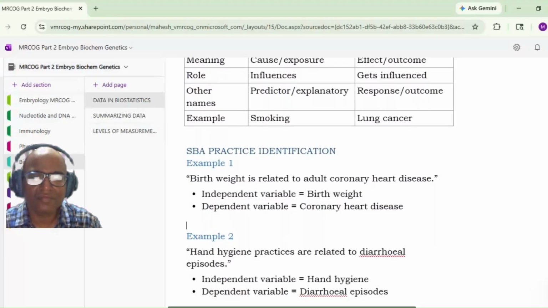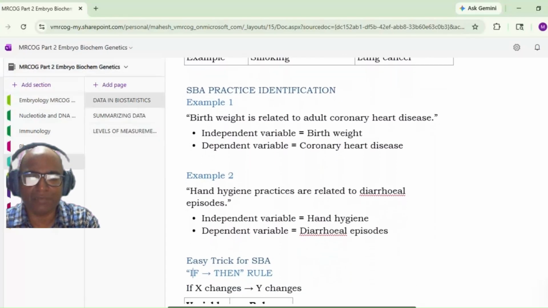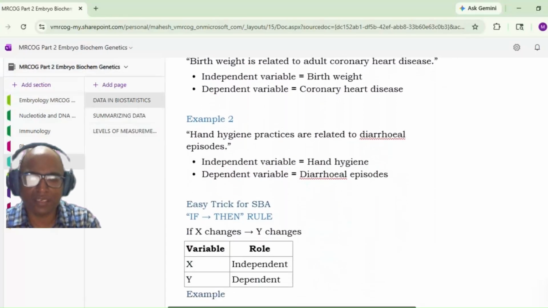Hand hygiene practices are related to diarrheal episodes. So the independent variable is hand hygiene and the dependent variable is diarrheal episodes. Yes, so dependent and independent variables, you will be able to classify.